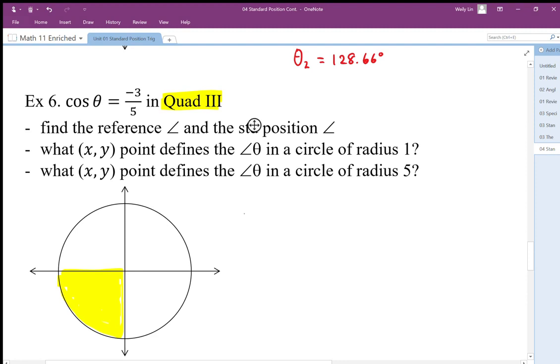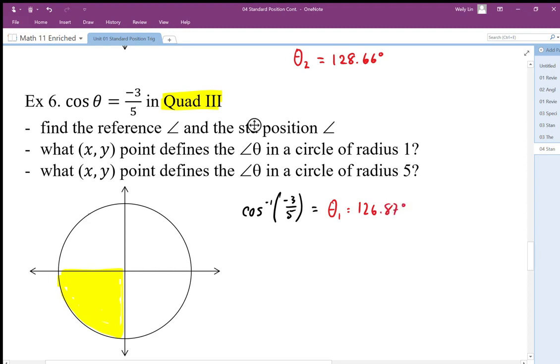So I want to undo this cosine, and again the input is a ratio. I never put a ratio into the cosine. I put the ratio into the inverse cosine, and that's going to give me theta 1. So when I work this out, I do inverse cosine of negative 3 over 5, and I get 126.87 degrees.